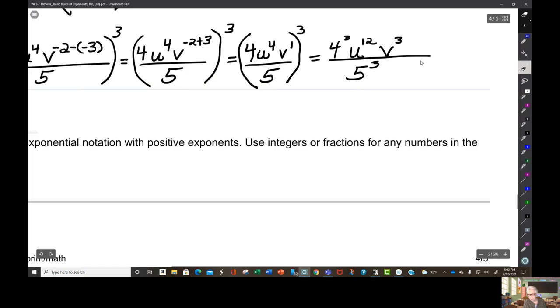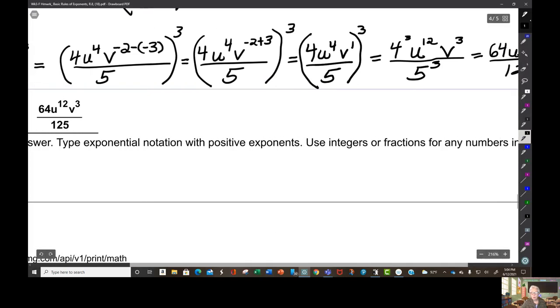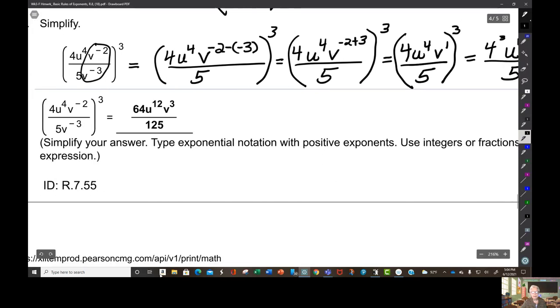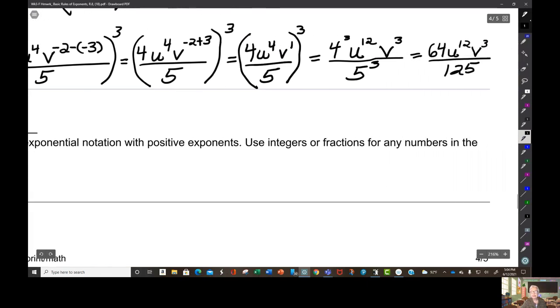And something you'll learn, let me shorten this. You'll memorize it probably without trying. And that is 4 to the third power is 64 and 5 to the third power is 125. These are numbers that you'll meet a lot, especially in college algebra. u to the 12, v to the third over 125. If not, you've always got a calculator. See if they agree. Yes! And that's how they got the answer. Step by step by step. Go slowly and carefully.